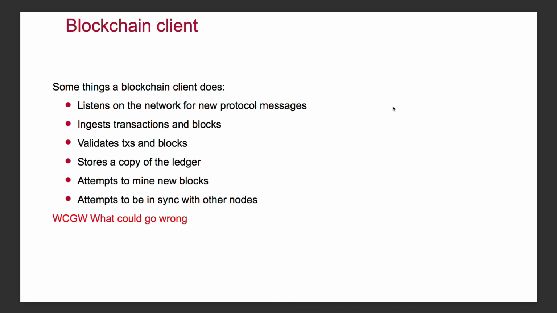So let's take a look, kind of mechanically. What does a blockchain client do? Satoshi blockchain. It listens on the network for new protocol messages. Typically, this is not something like a REST API. It's usually some kind of custom protocol. It ingests transactions and blocks. So nodes send transactions and blocks to each other, and each node validates them.